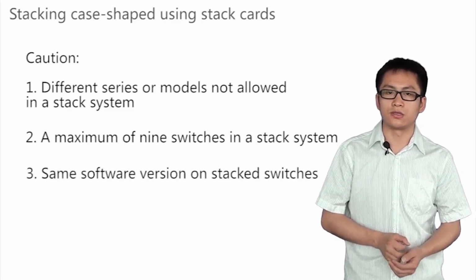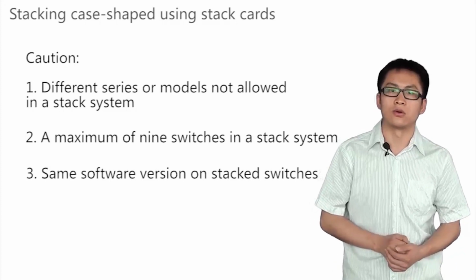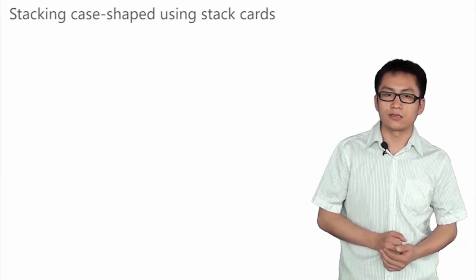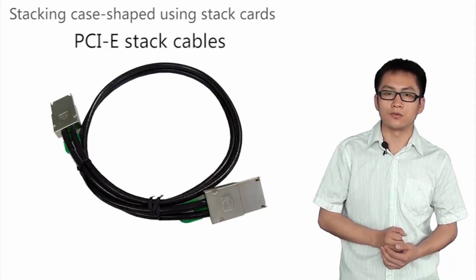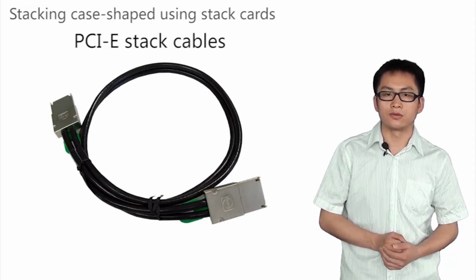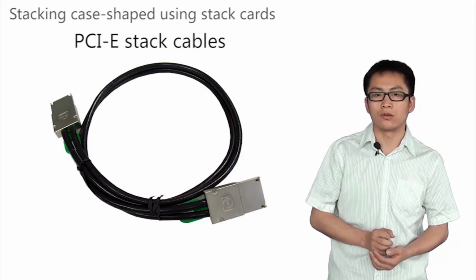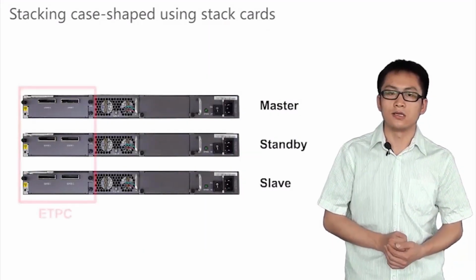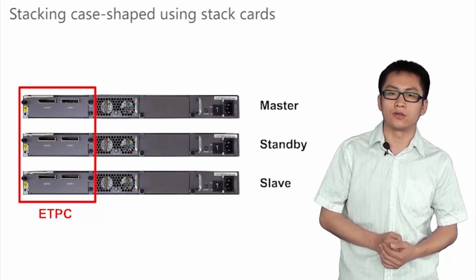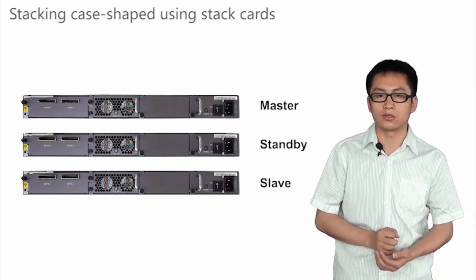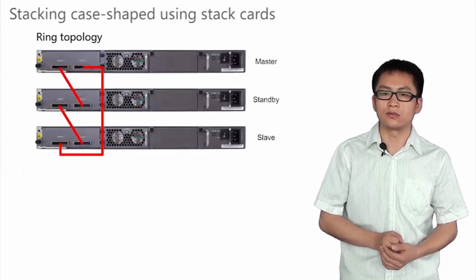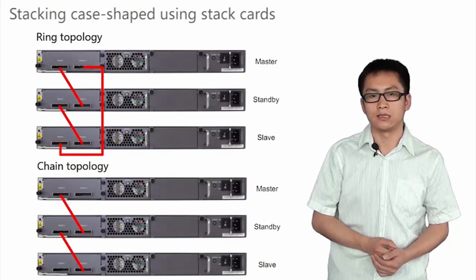All the member switches must be running the identical software version. The switches are connected with PCIe stack cables. These cables can be plugged in or removed while the power is still on. The stack cables are connected to the ETPC interface on rear subcards of the case-shaped switches. The member switches can be connected in a ring topology or train topology.